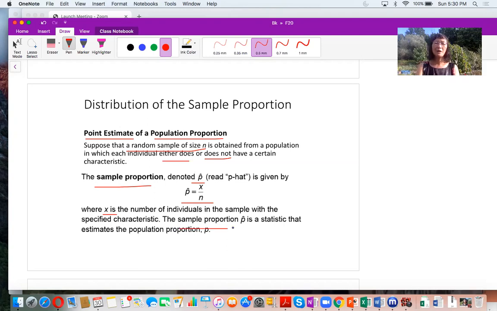The sample proportion p-hat is a statistic that estimates the population proportion, P. Remember, this P is a parameter. This p-hat is a statistic. Statistic relates to the sample. Parameter relates to the population.